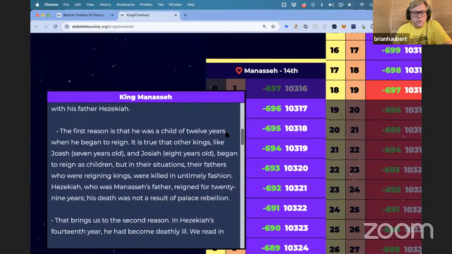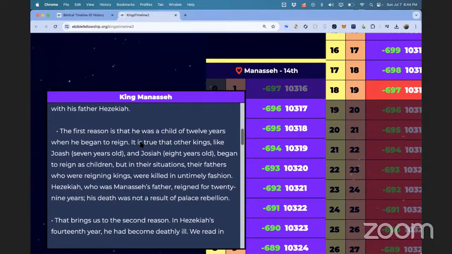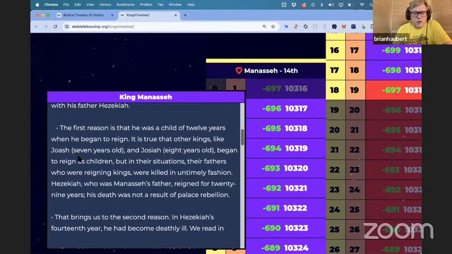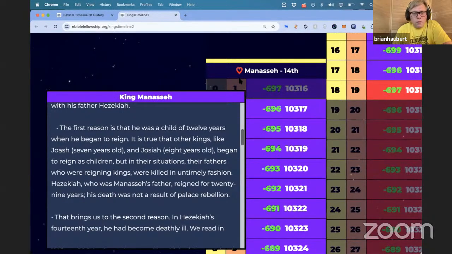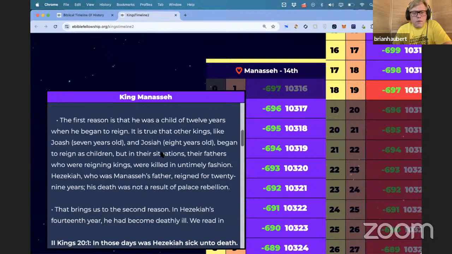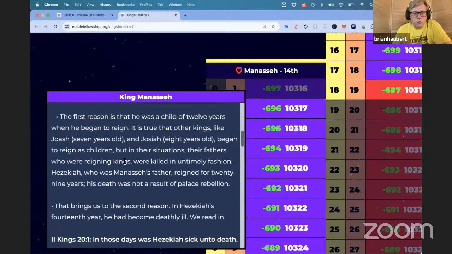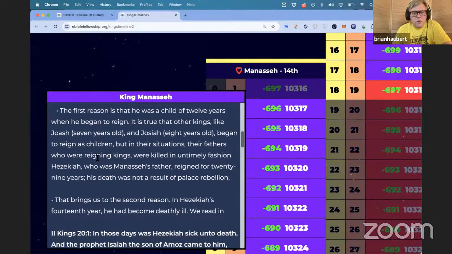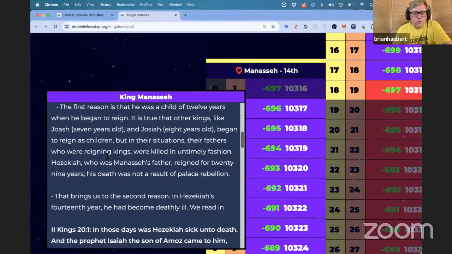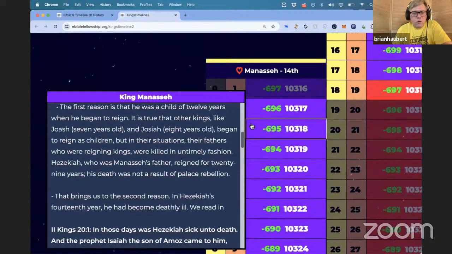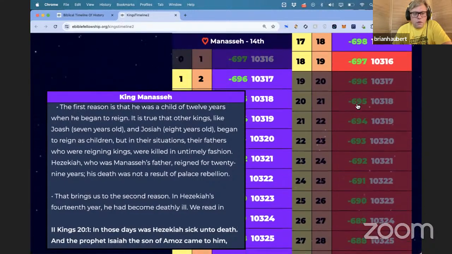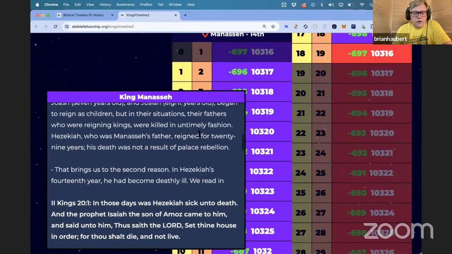It is true that, like other kings, Joash, who became king at 7 years old, and Josiah, who became king at 8 years old, began to reign as children. But in their situations, their fathers, who were reigning as kings, were killed in an untimely fashion. Hezekiah, who was Manasseh's father, reigned for 29 years. His death was not a result of a palace rebellion. So that brings us to the second reason.